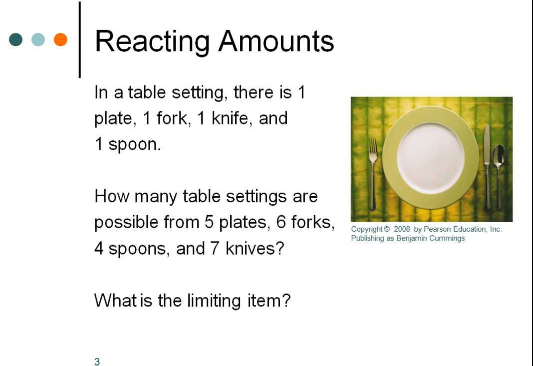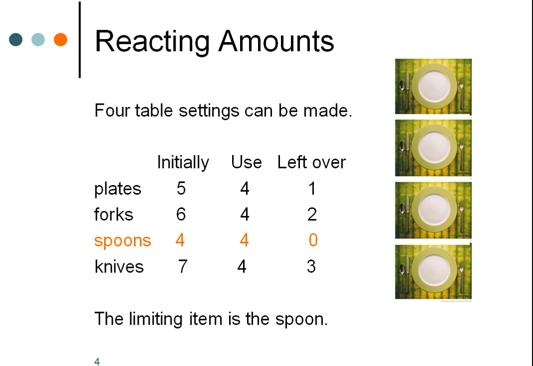Now, you already know a lot about this just in everyday life. For example, in a table setting, there's one plate, one fork, one knife, and one spoon. How many table settings are possible with 5 plates, 6 forks, 4 spoons, and 7 knives? And out of those items, which one is a limiting item? You can probably already figure this out by now, especially if you've ever set a table before. And that is that you can make 4 table settings.